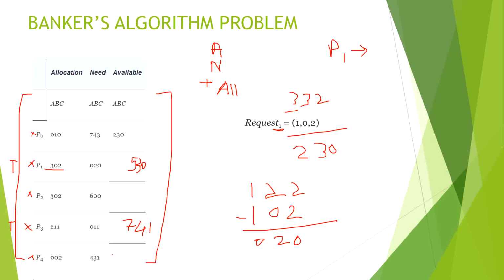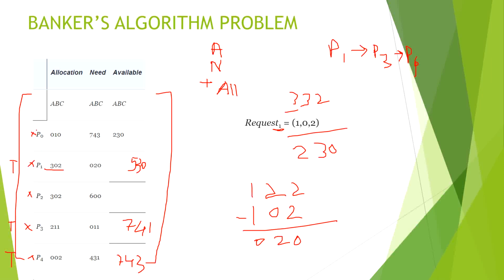Okay, now we will check whether P4 is already assigned or not. No, it is not assigned, and as you can see, the need is satisfied with the available resources. So we will add 002 to 741. So we will get 743, and I almost forgot to add this to the sequence, so P3 and then P4. This is also made true.